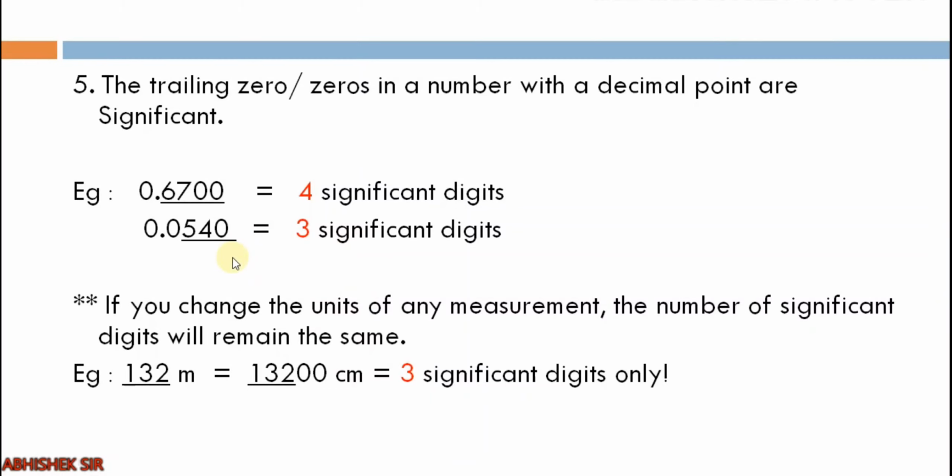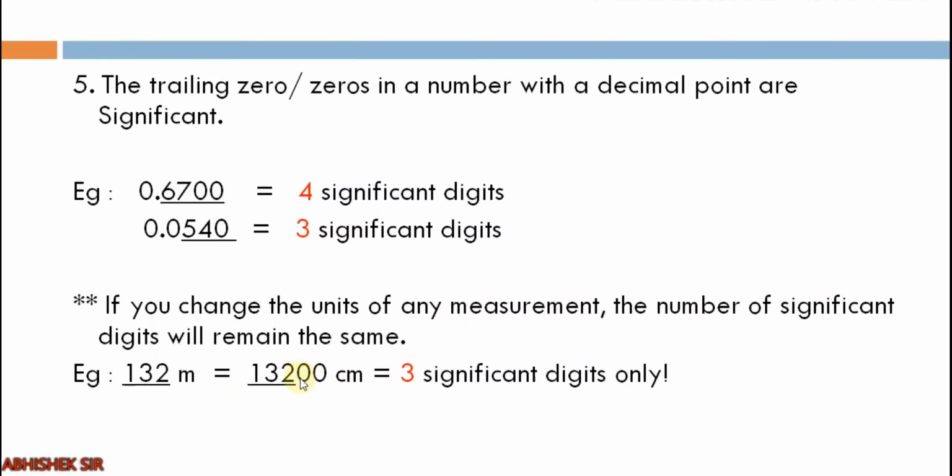Clear? Also, one note is there that if you change the unit of any measurement, the number of significant digits will remain the same. For example, there is a measurement of length, 132 meter. So how many significant? All the non-zeros, 1, 3 and 2, so 3. But the same can be written as 13200 centimeter. So we are changing the unit from meter to centimeter.